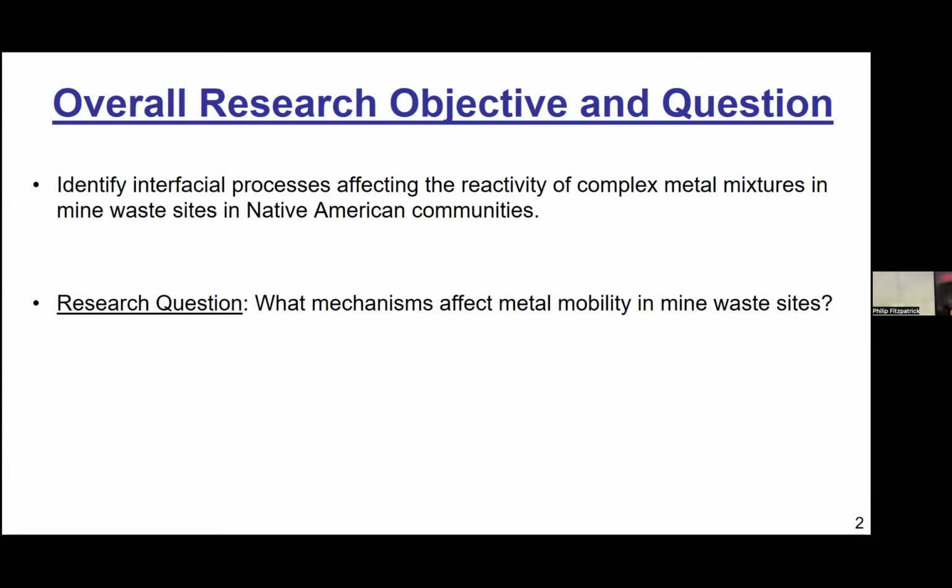So let me start by framing this. I always make the joke that my students know when they hear me, I need an objective that is measurable and feasible. And I also like when people frame things in a research question style. So I did that. The overall objective and vision of everything that I will show you today is to identify, especially, the reactivity of metal mixtures, and these are complex reactions in mine waste in native communities, as you mentioned, Ben.